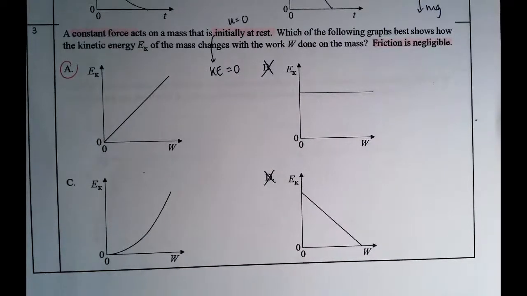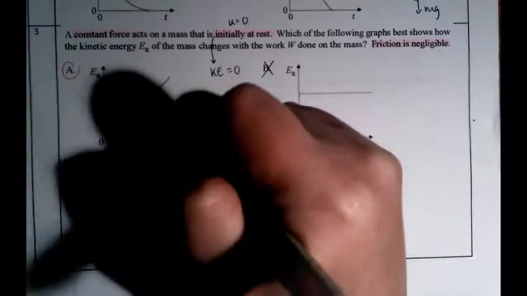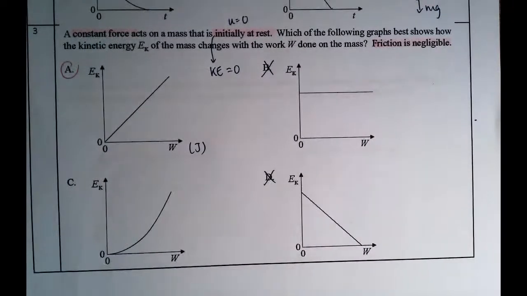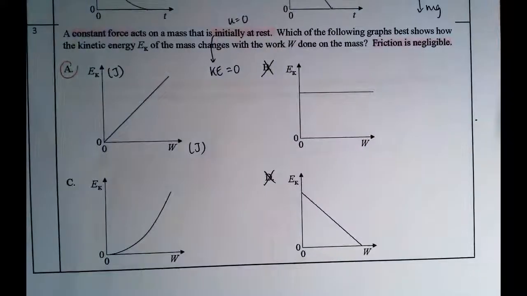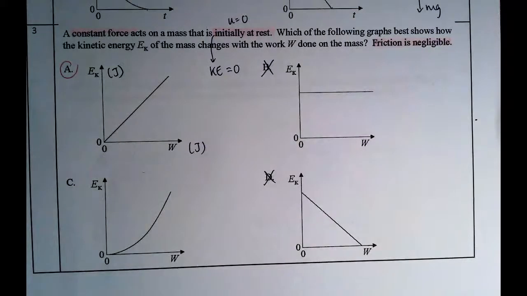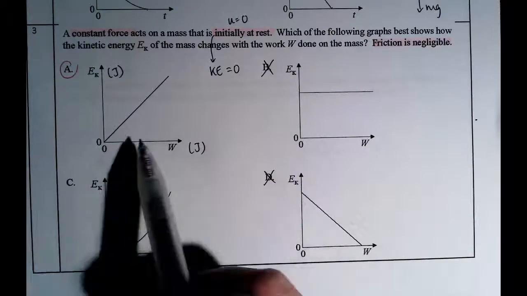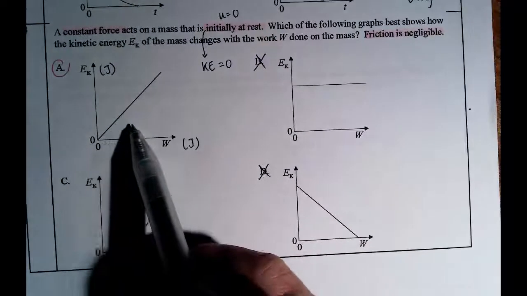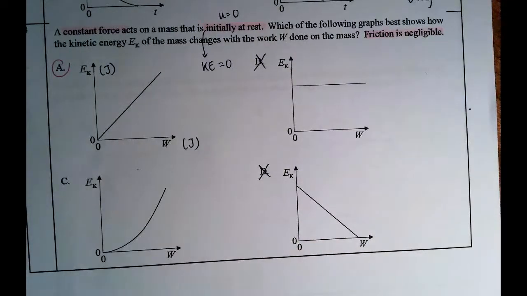So then we need to look at how the kinetic energy of the mass changes with the work done on the mass. Well, work done is energy in joules, and kinetic energy is also energy in joules. If friction is negligible, there is no heat loss to the surroundings, and so any energy being supplied to the mass is going to increase its kinetic energy, so it's going to be directly proportional. So I'm looking for a straight line graph. As the work increases, so does the kinetic energy. So that's number 3.